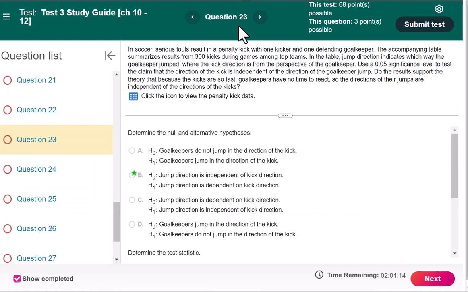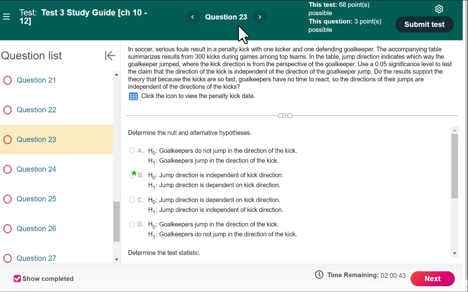All right, this is another one from section 12.2. In soccer, serious fouls result in a penalty kick with one kicker and one defending goalkeeper. The accompanying table summarizes results from 300 kicks during games among top 10 teams. In the table, jump direction indicates which way the goalkeeper jumped, while the kick direction is from the perspective of the goalkeeper. Use a 5% level to test the claim that the direction of the kick is independent of the direction of the goalkeeper jump.